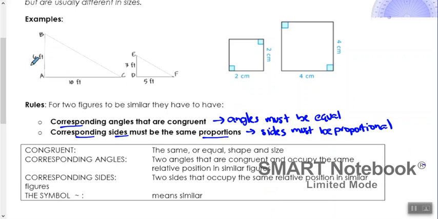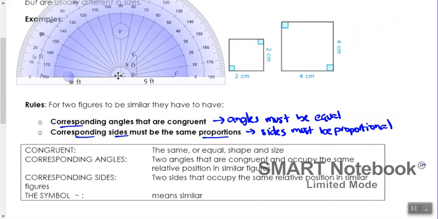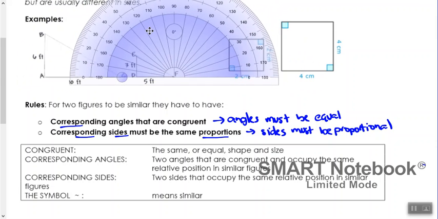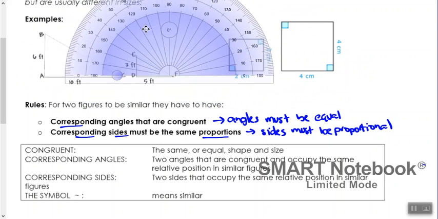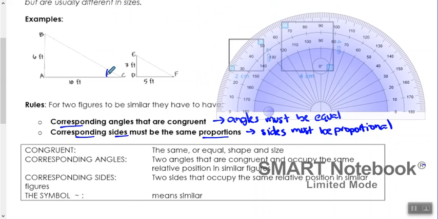So if I wanted to see if these were similar, I could take a look at their angles and the proportion of their sides. So taking a look at their angles first. So grabbing my protractor, lining her up. So this angle right here, so angle BCA or just C, is 30 degrees, and the corresponding angle, so the EFD angle, is also 30 degrees. Okay, so far so good. So here my corresponding angles are equal.